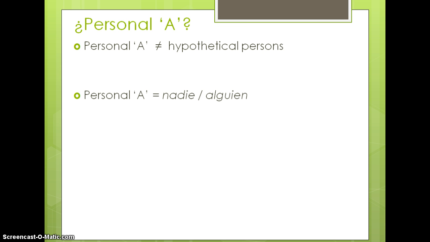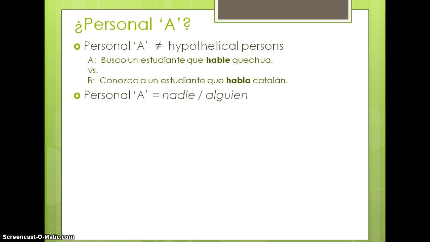Looking at the personal a. The personal a is not used with direct objects that represent hypothetical persons. Couple of examples. Busco un estudiante que hable quechua, versus conozco a un estudiante que habla catalán. I'm looking for a student who speaks Quechua, and I know a student that speaks Catalan.